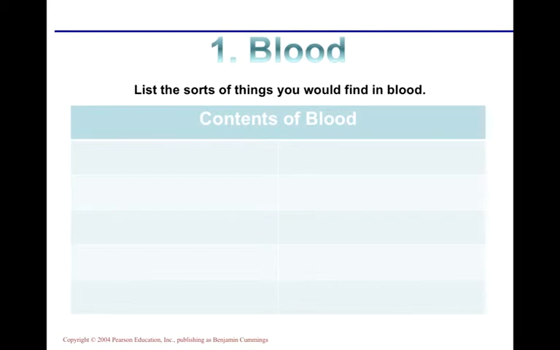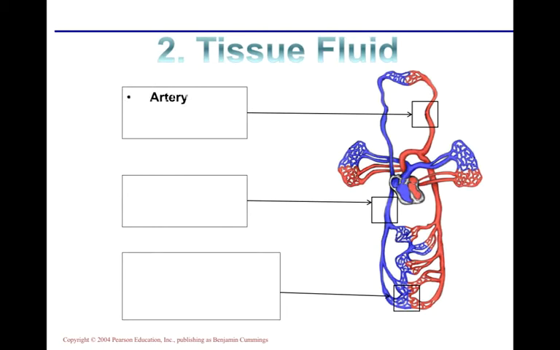Now, the question is, if it's found within the blood, you need to get it inside the cells. So the question is, how can we make this as efficient as possible? And how that's done is the formation of this tissue fluid.